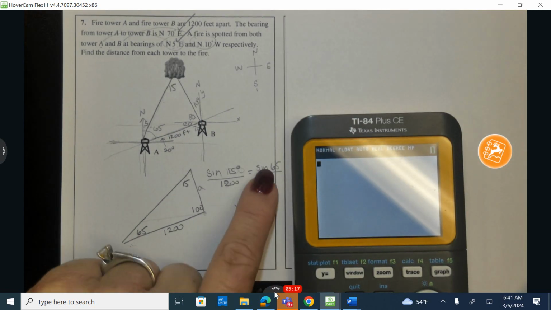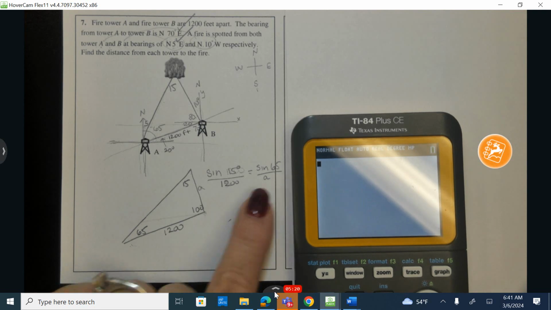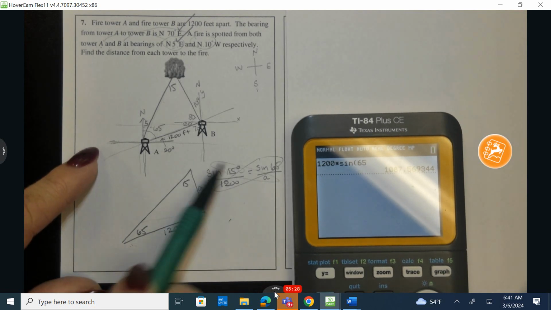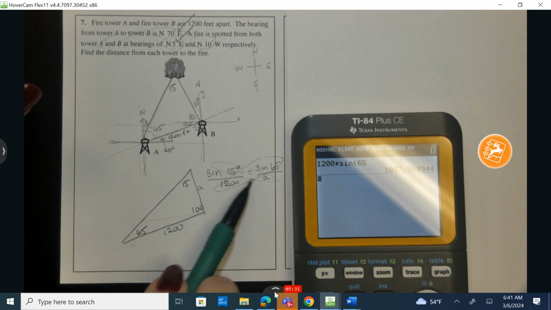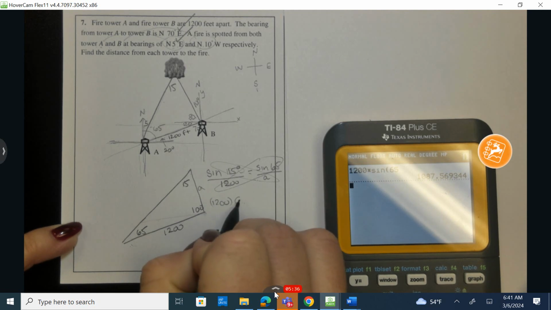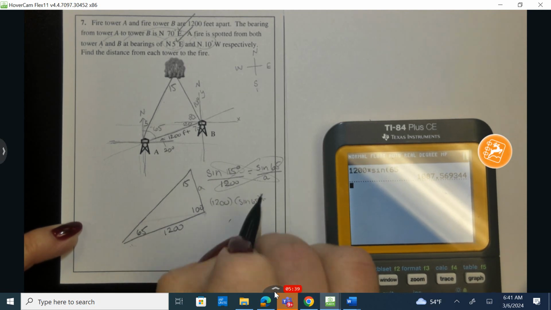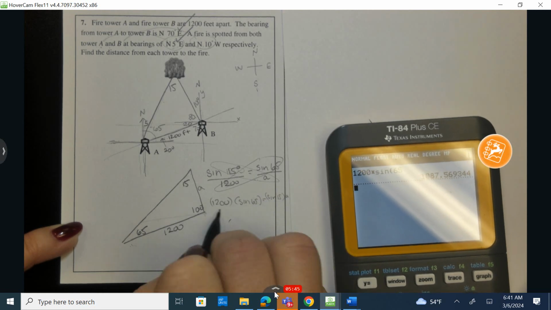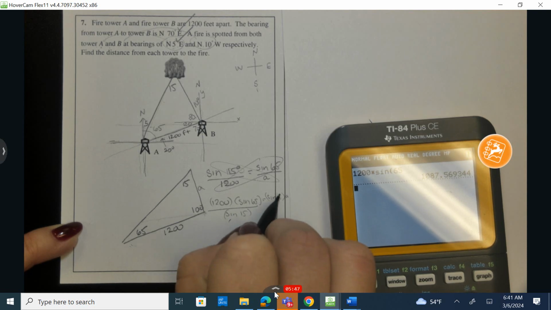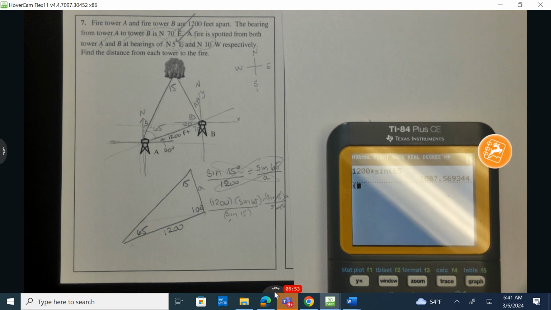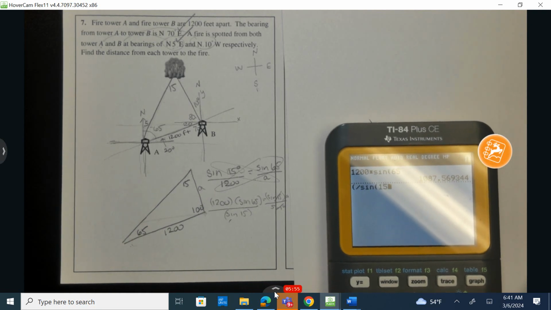So I'm going to start by taking sine of 65 after I ensure that I am in degrees, which I am. Sine of 65 times 1200. So 1200 times the sine of 65. And then I'm going to set that equal to this amount. And remember, to isolate the a, I'm going to have to divide by the sine of 15. So I've multiplied 1200 on my calculator times the sine of 65, and now I'm setting it equal to the sine of 15 times little a. So I'm going to need to divide by the sine of 15 to isolate little a, which is this length.